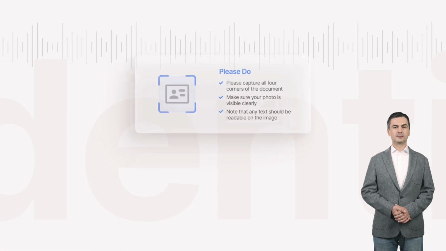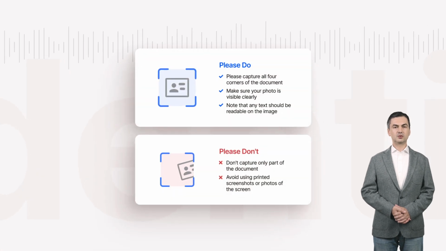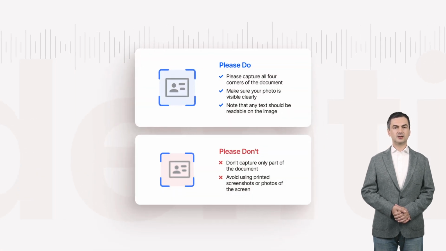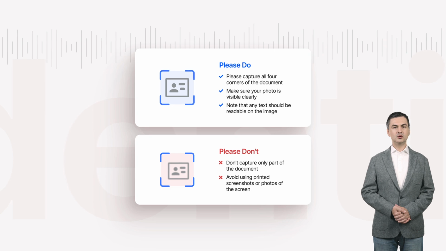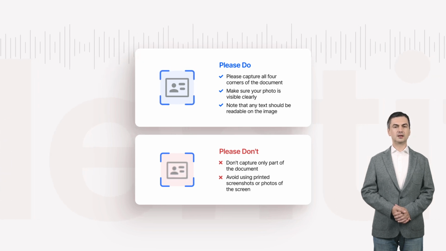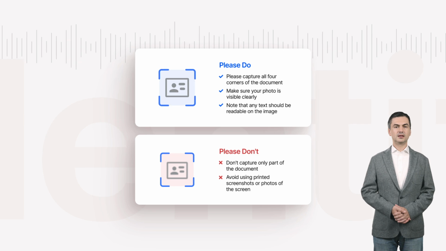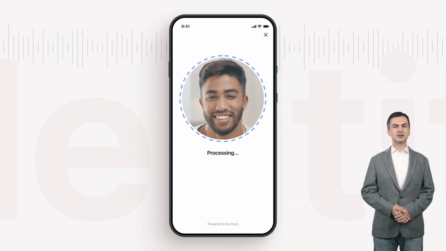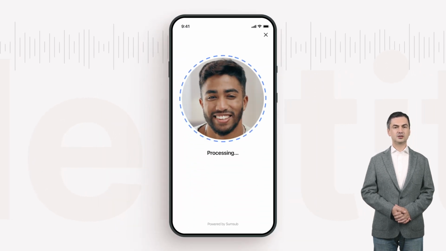Make sure the picture includes the full page of your ID, is clear and not blurry, and shows all relevant details such as your document ID number, full name, date of birth, and expiry date. You will then be prompted to take a selfie to confirm your identification.